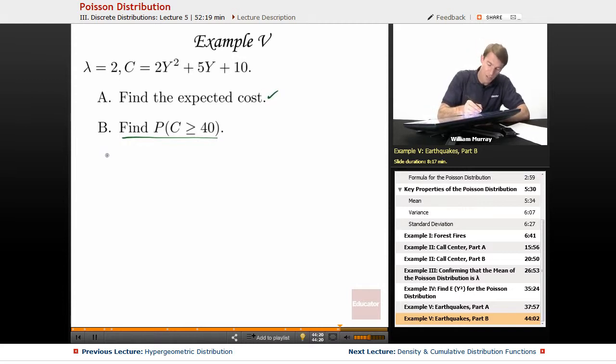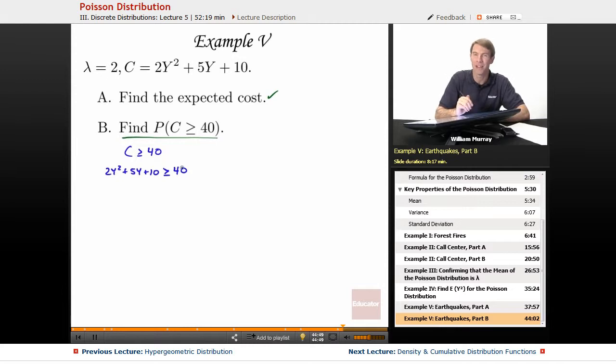So in this case, the cost function, the probability that C is greater than 40. Let me just write that as C is greater than 40. I want to convert that into values for Y. So let's see how that works out. Remember, the cost was 2y squared plus 5y plus 10. And I want to see if that's greater than or equal to 40.